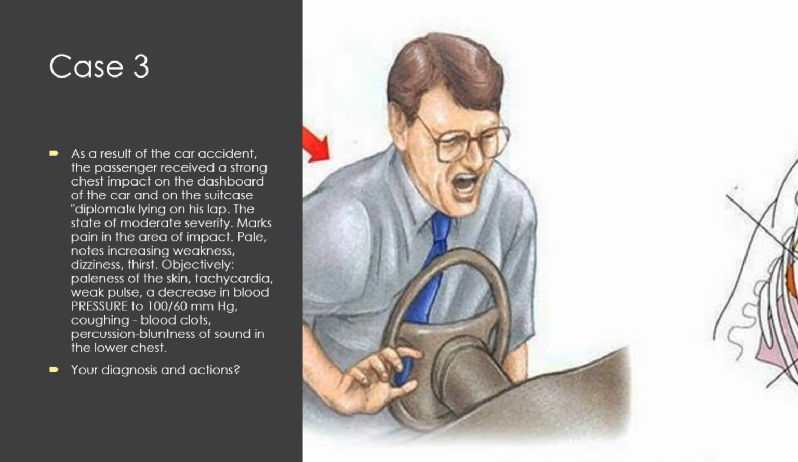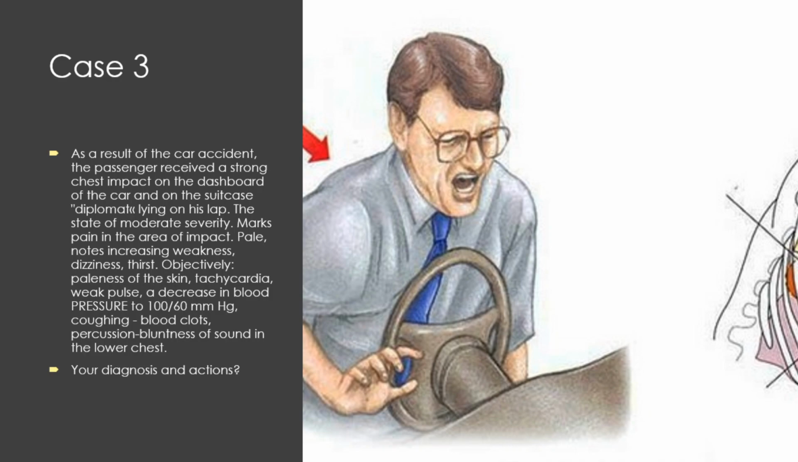Third case. As a result of a car accident, the passenger received a strong chest impact on the dashboard of the car and on the suitcase, the diplomat, lying on his lap. Diplomat, it is some kind of bag. The state of moderate severity. Marks pain in the area of impact. Pale, increasing weakness, dizziness, thirst. Thirst, it's like he wants to drink water.